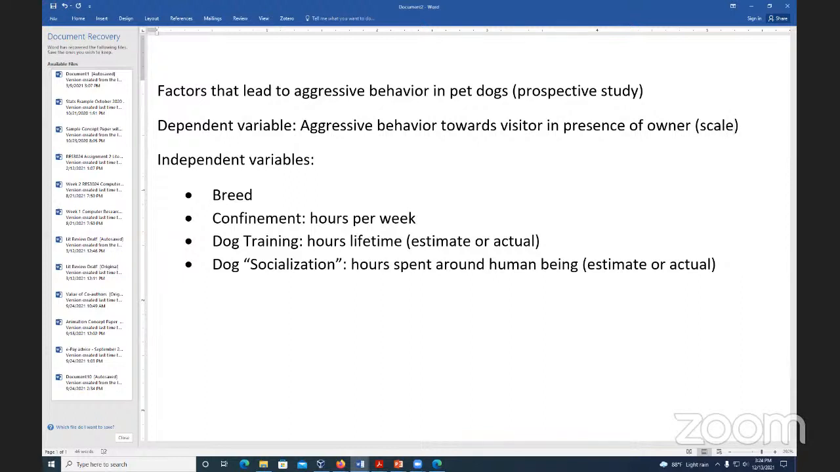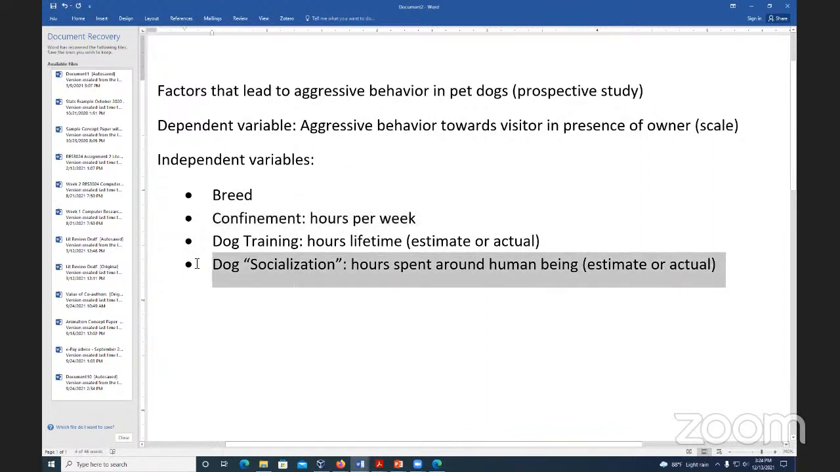It could be an aggressive behavior scale. I don't know. It's either a scale or a Boolean value, and then you have these other things. But the point is to do this and do this well. And in fact, my question is: is this study even worth doing? Based on what you're saying, maybe the confinement and the socialization may be the two biggest things. But the only way you know is to study it.